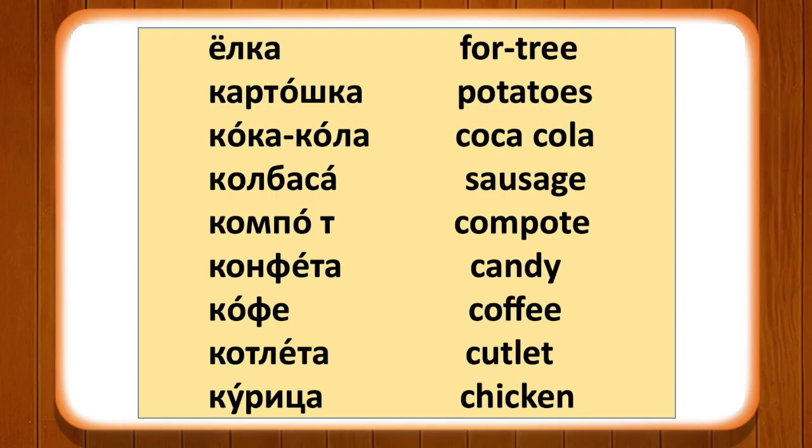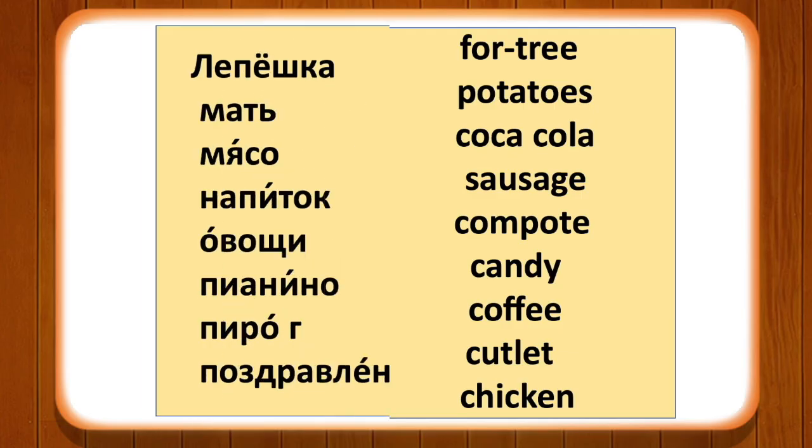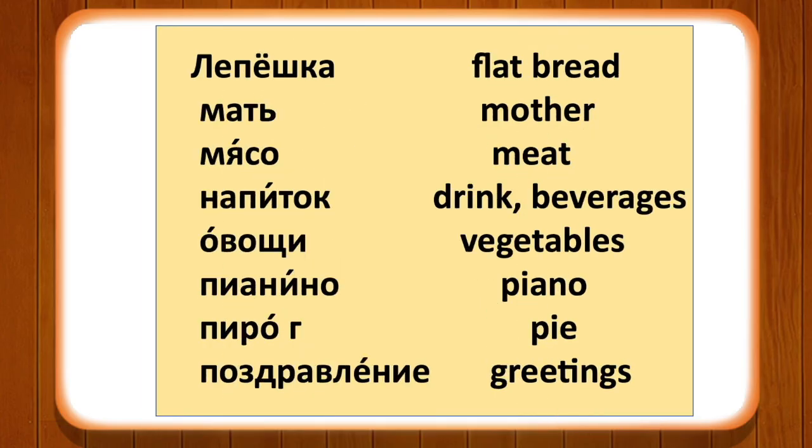Компот means compote in Russian. It's a kind of a drink. Конфета means candy. Кофе means coffee. Котлета means cutlet. Курица means chicken. Лепешка means flat bread. It's like naan. Мать means mother. Мясо means meat. Напиток means drink or beverages.